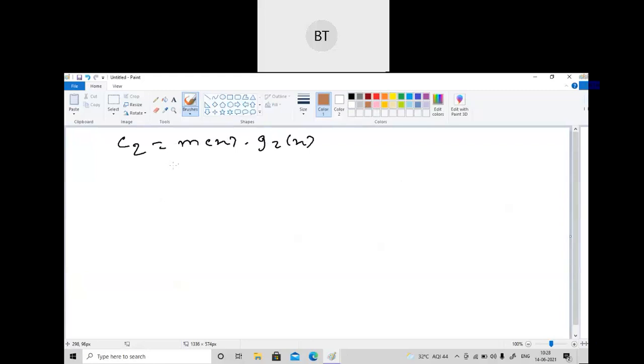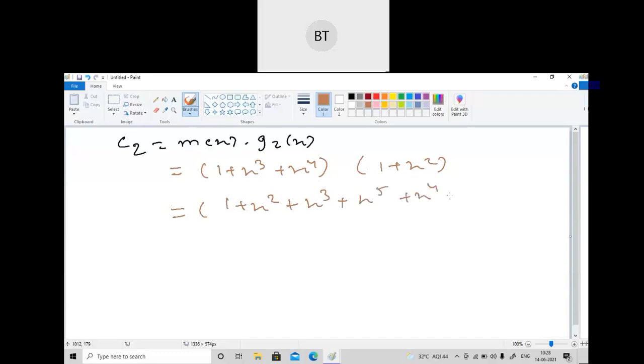So what will be your MX? Your MX was 1 plus x cube plus x to the power 4. Your G2 was 1 plus x square, since it was 101. So when you multiply, that will be equal to 1 plus x to the power 2 plus 1 x to the power 3 plus x to the power 5 plus x to the power 4, then x to the power 6. So when you change it, you will see C2 will be equal to 1 0 1 1 1 1 0, then 1 1. Yes, so this will be your C2.